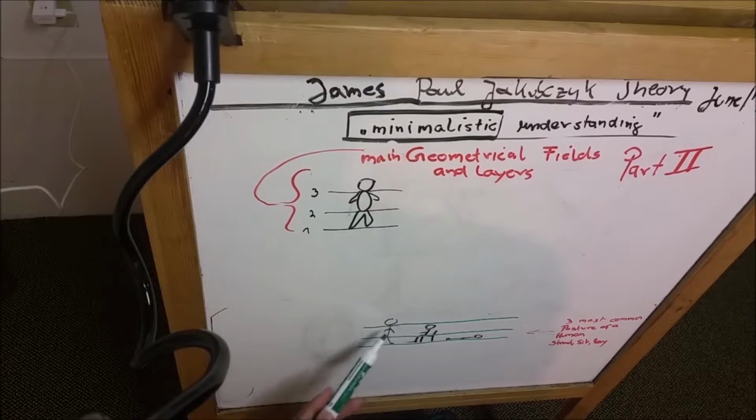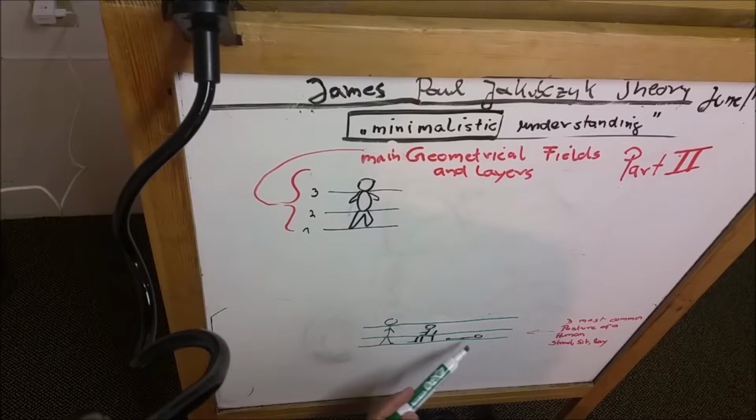When you sit, you actually only experience the first 2 layers, right, the ground and the upper body level. And when you lay down, when you sleep, you only experience the ground geometrical field layer, and you don't experience the upper body level or the head level, because as you see here, you are on the ground level. Now these are the layers, right? The geometrical fields and layers.